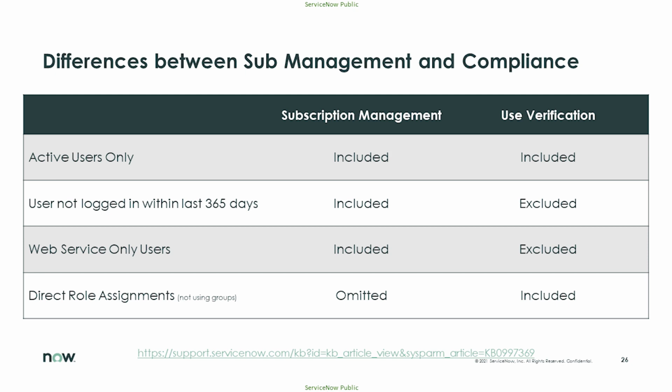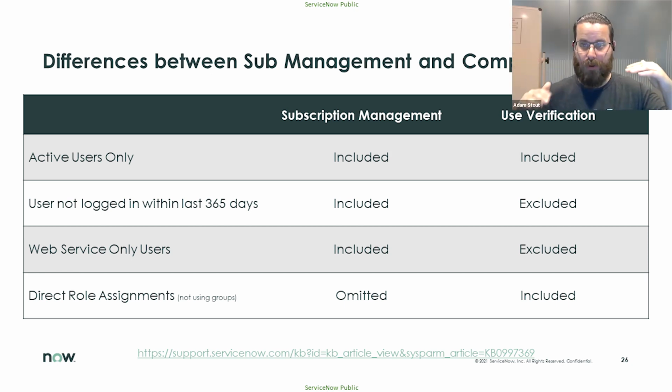For users not logged in the last 365 days, subscription management still shows them because they actually still are using a license. Right now, the compliance reports do filter those out. So you'll see a difference. If my subscription management number is higher, then you can go in and just filter those out, and the number should match. That'll adjust that number.